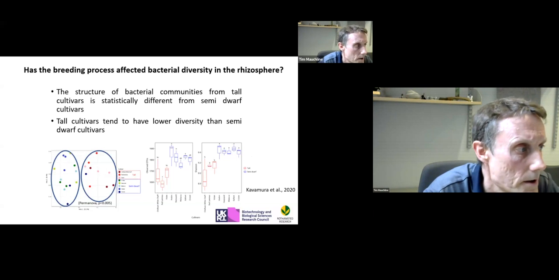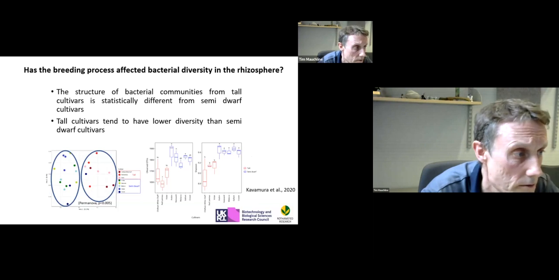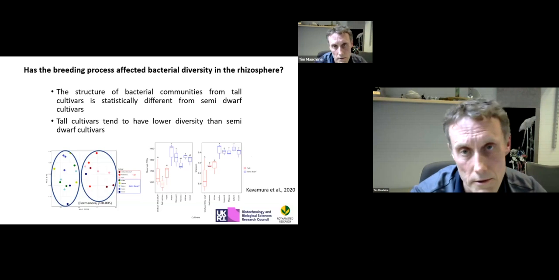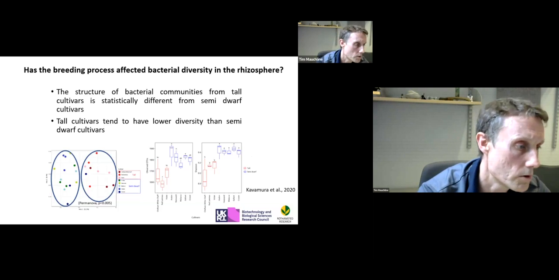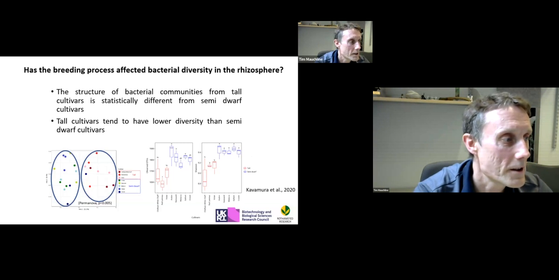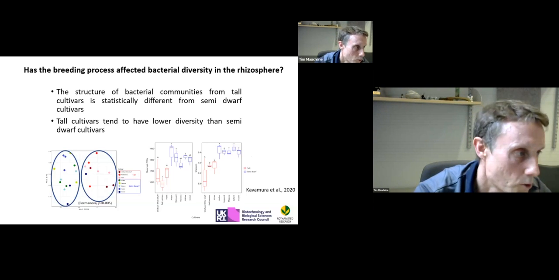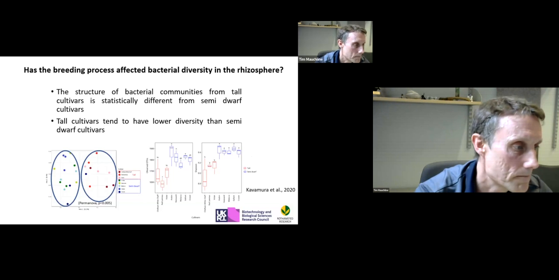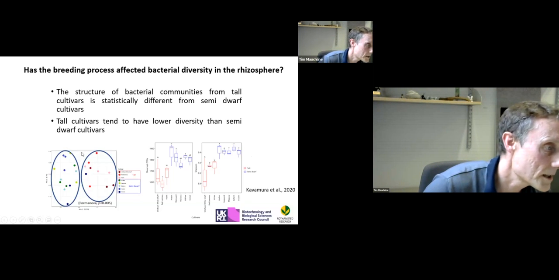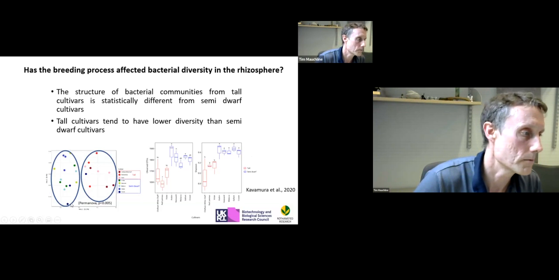And what we found was that the structure of the bacterial communities from the tall cultivars was statistically different from the semi-dwarf cultivars. In addition, the tall cultivars tend to have a lower diversity than the semi-dwarf cultivars, which was a little bit surprising. We were expecting the tall cultivars to have the higher diversity. So you can see here, according to this ordination, there's very clear separation according to plant height, with the semi-dwarf here and the tall here.